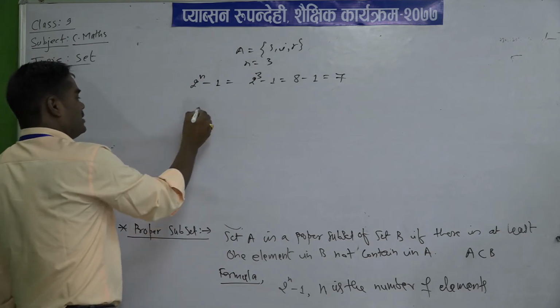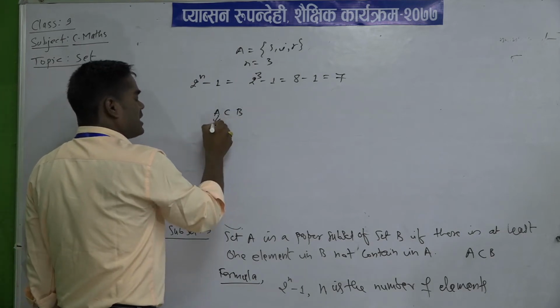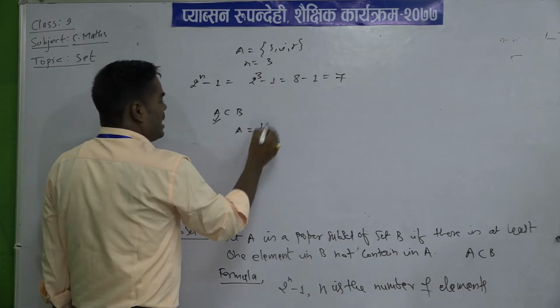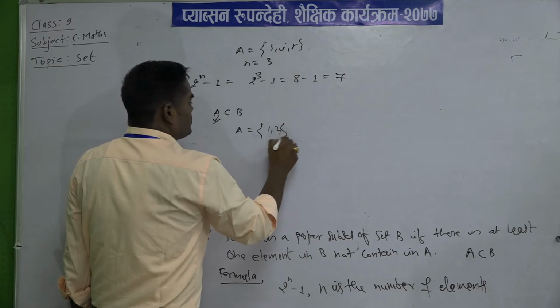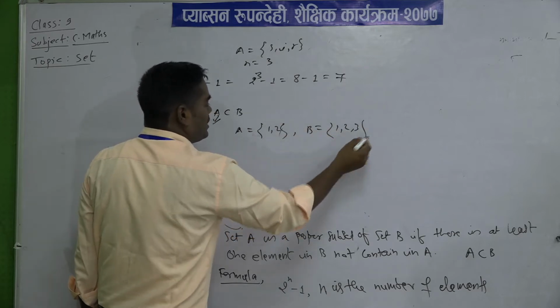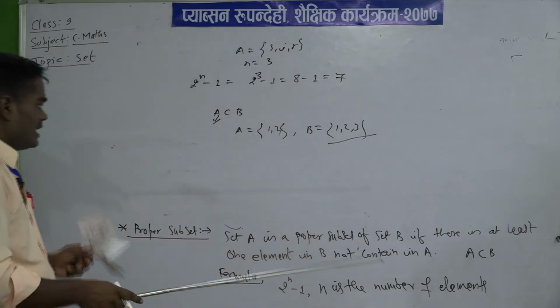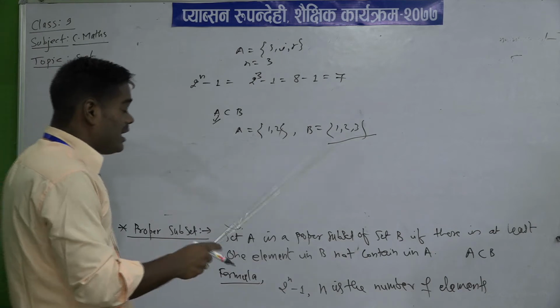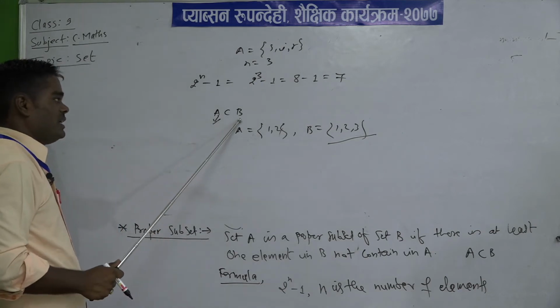Suppose here A is a subset of B. So, if A has the elements 1, 2, then B must have the elements 1, 2, 3. One set must contain more than one element. The element that is not in A is also in B. Yes, so it is A proper subset of B.